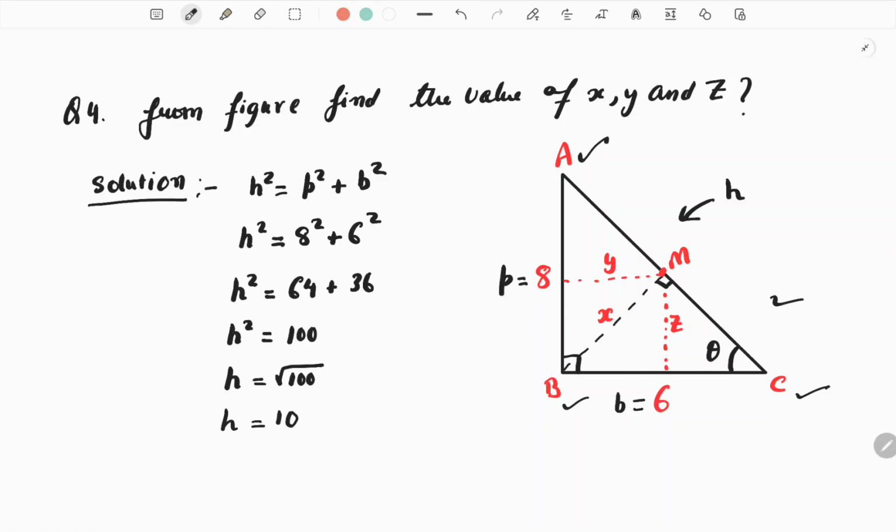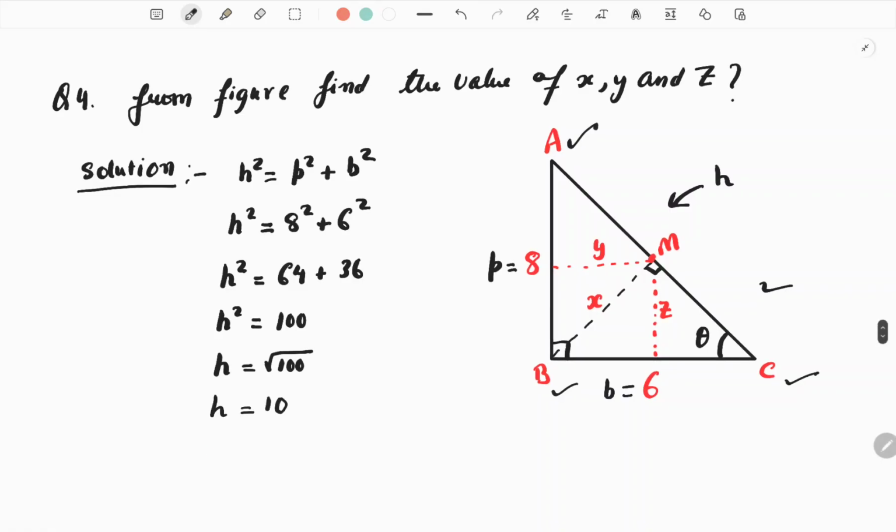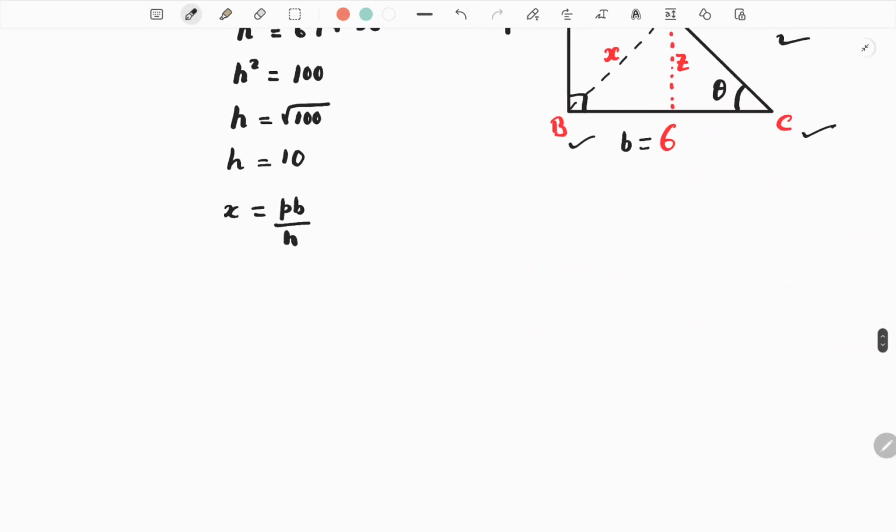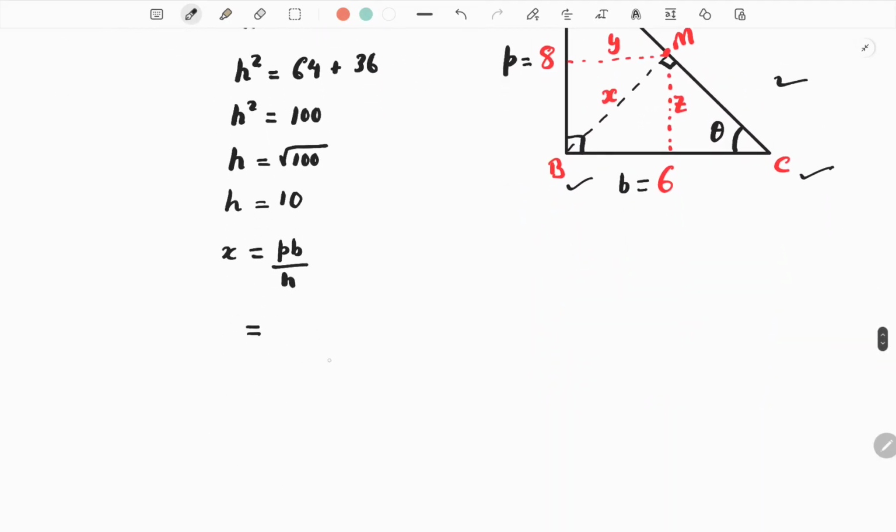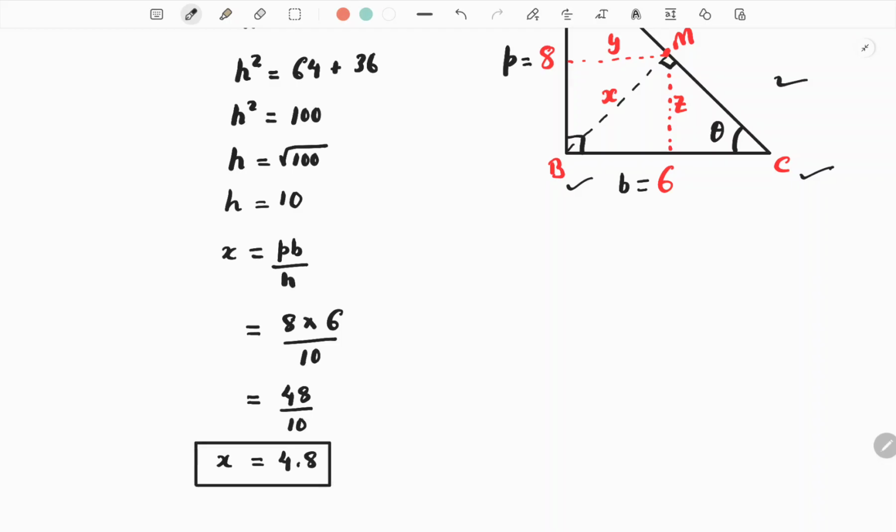So as you can see from this figure, this X is the length of the perpendicular drawn from the vertex B to the hypotenuse H. So therefore, we'll use this formula. X is equal PB divided by H. So here P is 8, B is 6, and H is equal 10. So 8 into 6 is 48, then divide by 10. So X is equal 4.8. So this is the value of X.